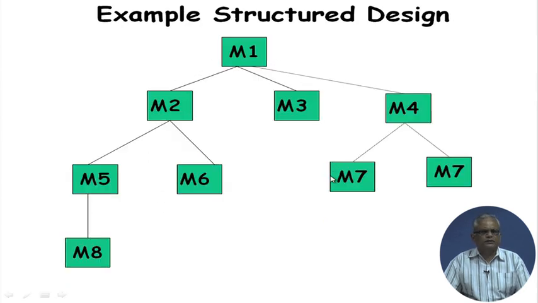This is an example of a structured design, or an example of how the modules call each other. M1 calls M2, M3 and M4, and M2 calls M5, M6, and M5 calls M8, and M4 calls M7 and M9. This is a good, layered design, where the modules are arranged in a hierarchy. But we might also have a situation where there is a call relation from M8 to M6 or M3 and so on, which need not be in a hierarchy for a not so well designed program. This is an example of a well designed program where the modules call each other in a hierarchy.